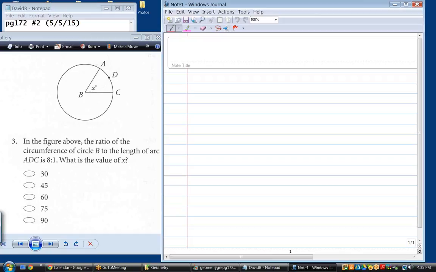And number 3. So, this is one you may not have enough geometry to know how to do this.